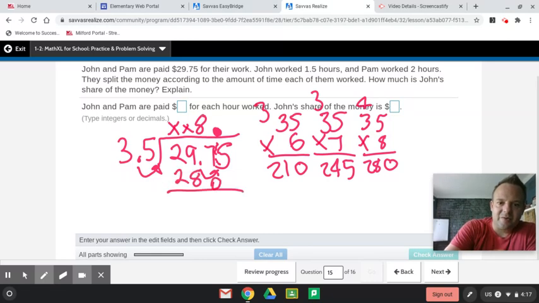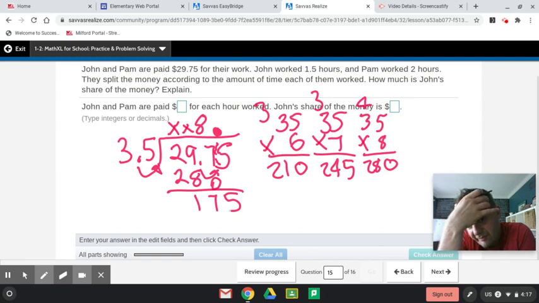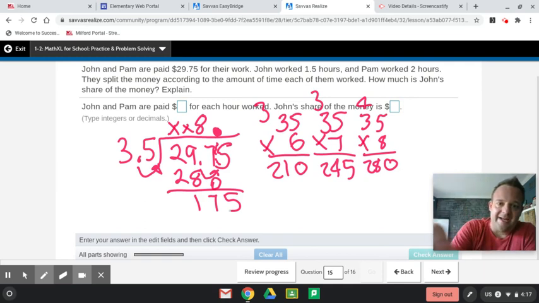Subtract, you get 17. Bring down a 5. Well, this helps us now because 3.5 or 35, that's 35 because the decimal moved over one spot. We can clearly see it's not 8, it's got to be 7. And we already know what that is, thankfully.